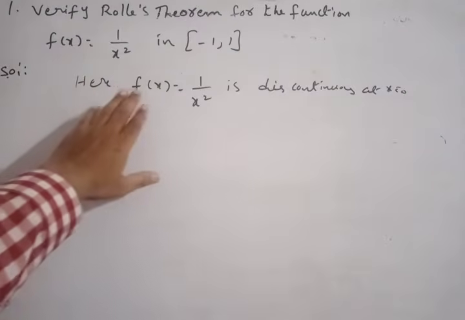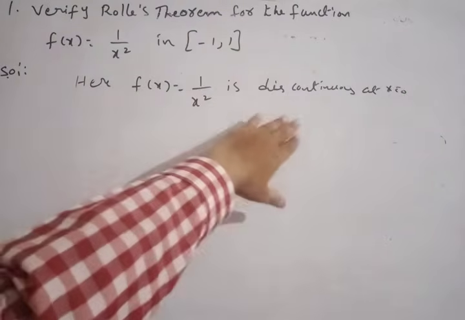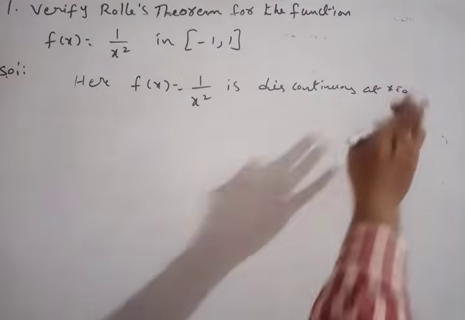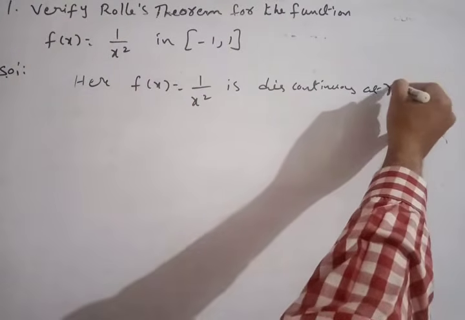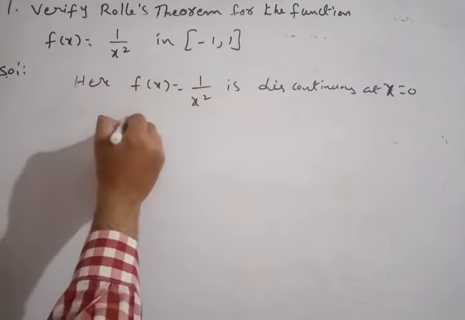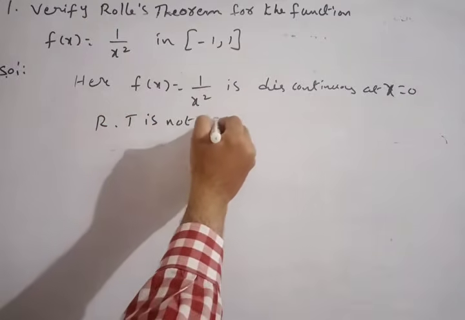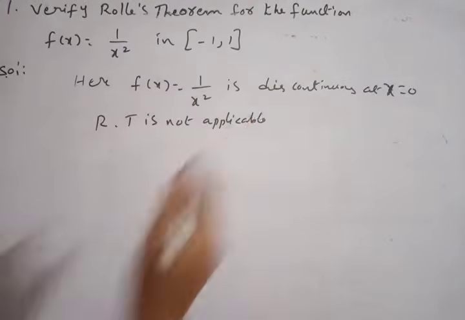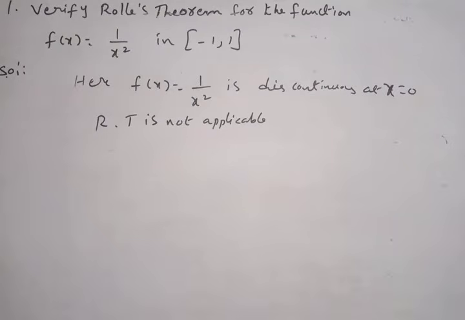If it is discontinuous, all conditions of Rolle's theorem are not verified. F of x is 1 by x square, which is discontinuous at x is equal to 0, because if I substitute x is equal to 0, anything by 0, we get infinity. So it is discontinuous, so all conditions of Rolle's theorem are not verified. Rolle's theorem is not applicable. Understand here? Like this you need to verify, for 1 by x square.